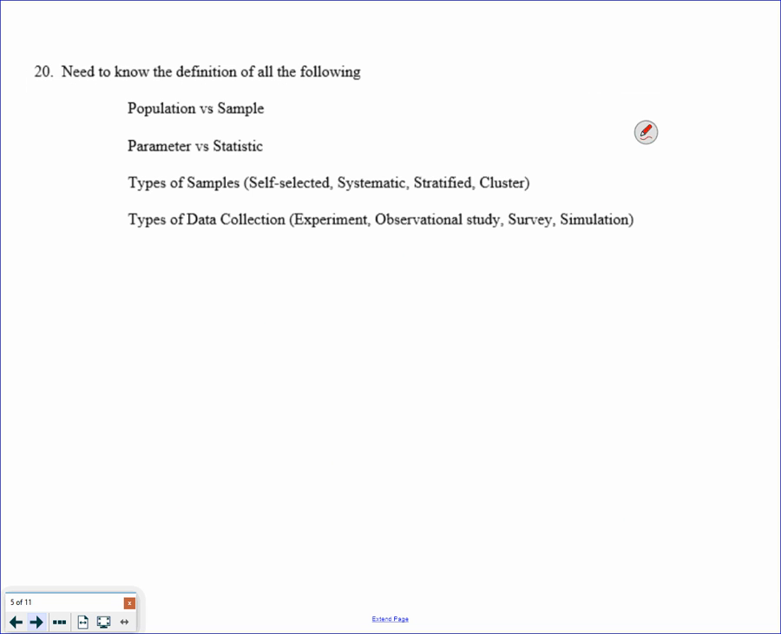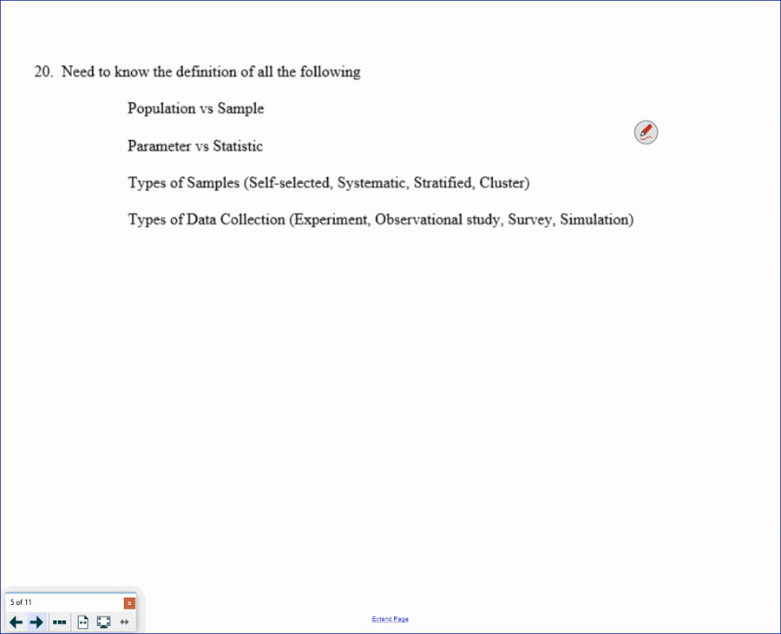Things you're going to need to know. Let's talk about each one of these for a second. Populations versus sample. A population deals with everybody in a particular data set. So if you talk to everybody in a question, then you're talking about the population of that question. Sample obviously means then you're only going to talk to part of the people in a particular group.